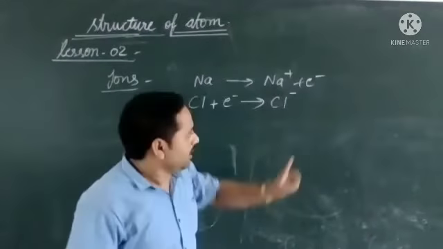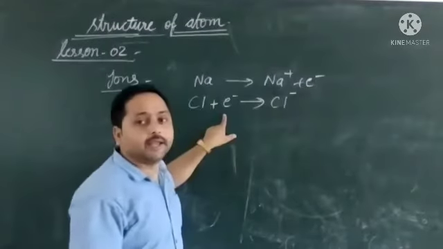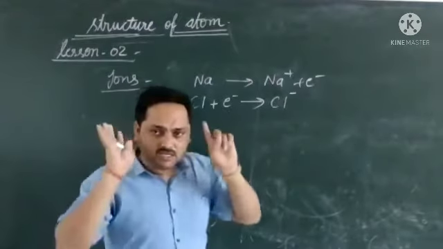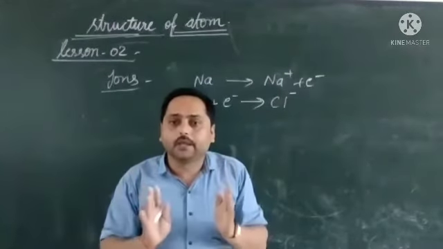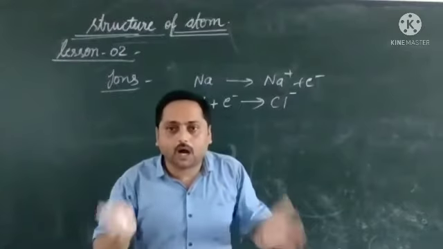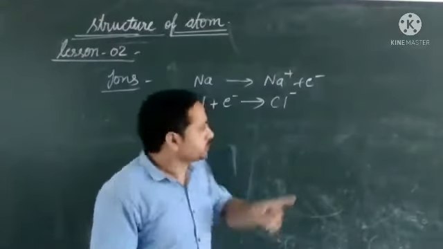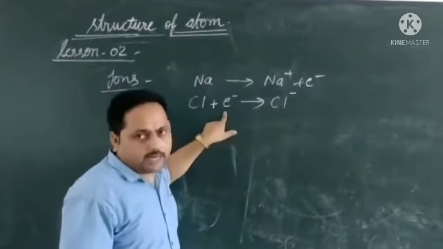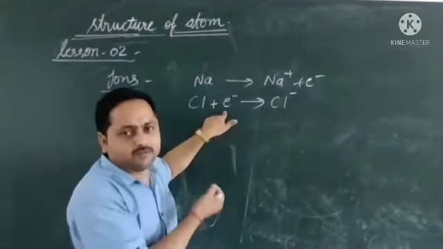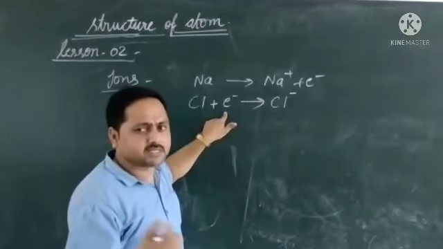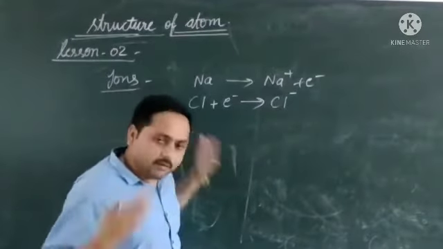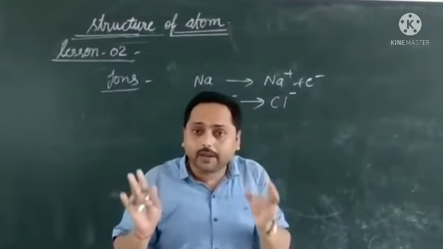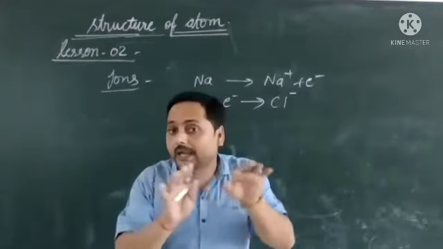Ions are formed by losing or by gaining electrons. Got it? When they lose electrons, positive ions form. When they gain electrons, negative ions form. So a small definition we can write here, but this definition is not given in the book. But in my point, you can write: ions are formed by losing or gaining.